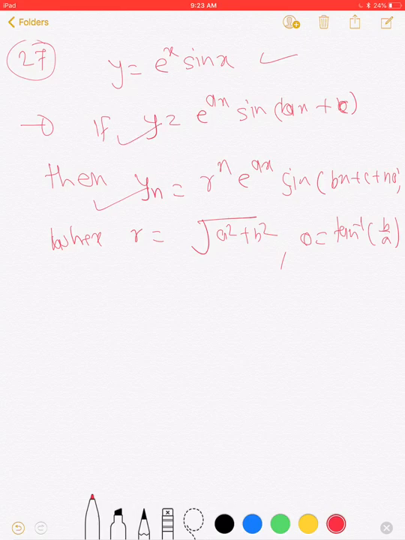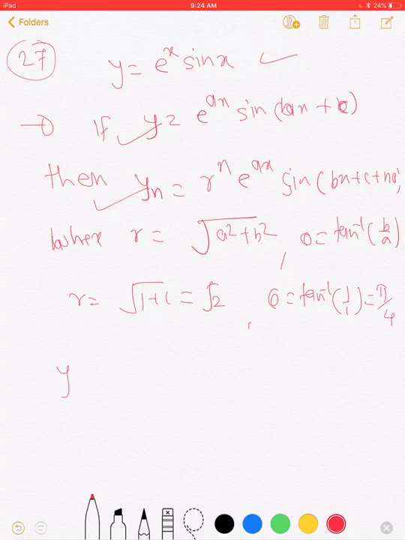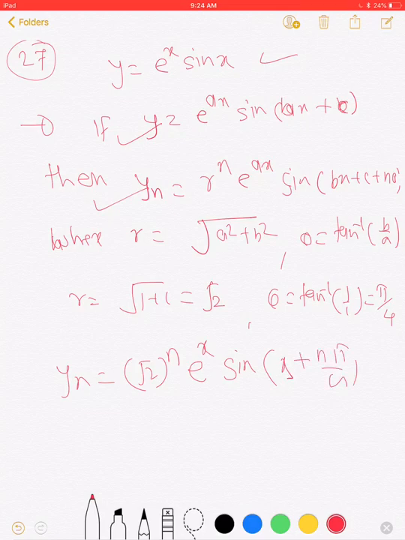So just comparing the values, we will get r is equal to square root of 1 plus 1, that is root 2, and theta is tan inverse of 1 by 1, that is pi by 4. So our nth derivative becomes root 2 raised to the n e raised to the x sin of x plus n pi by 4, because the value of theta is pi by 4. So this is our final answer.